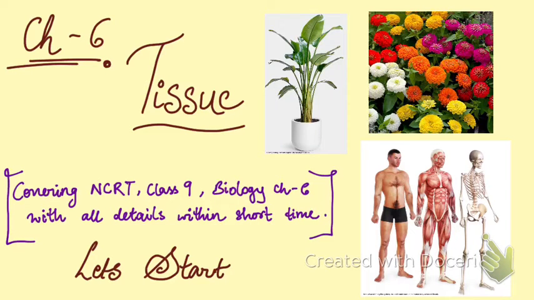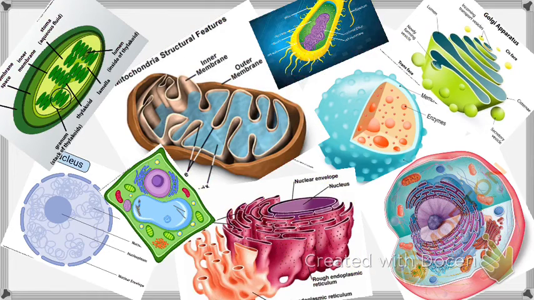Hello friends, and in today's video we are going to learn about chapter 6 of class 9 NCERT biology, that is tissues. In the last chapter you learned that cells make up tissues, tissues make up organs, and organs together make up the body. In the last chapter you also learned about cell organelles and the functions performed by them. So today in this chapter we are going to learn about tissue.